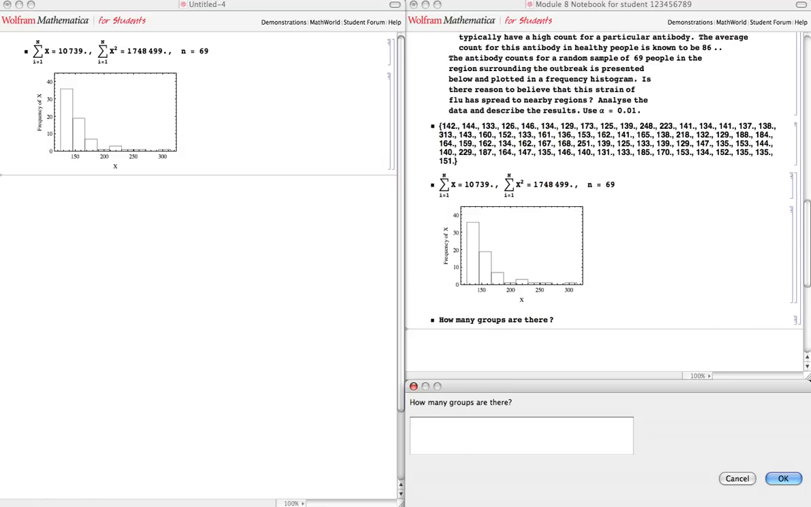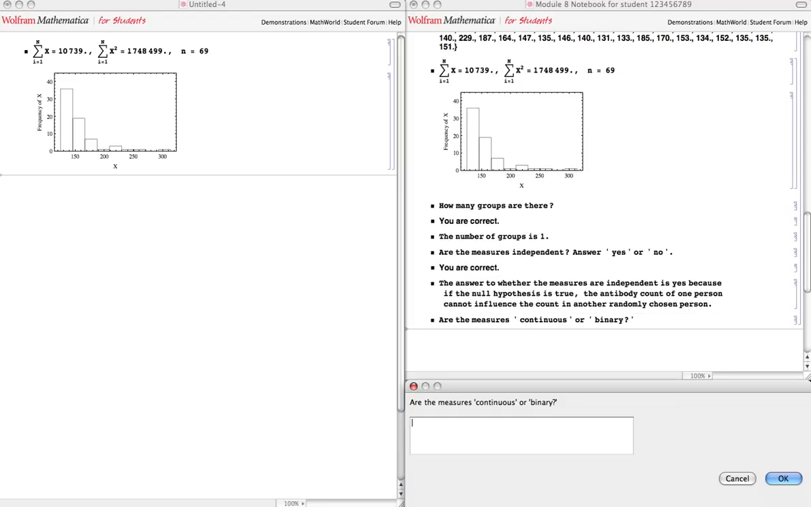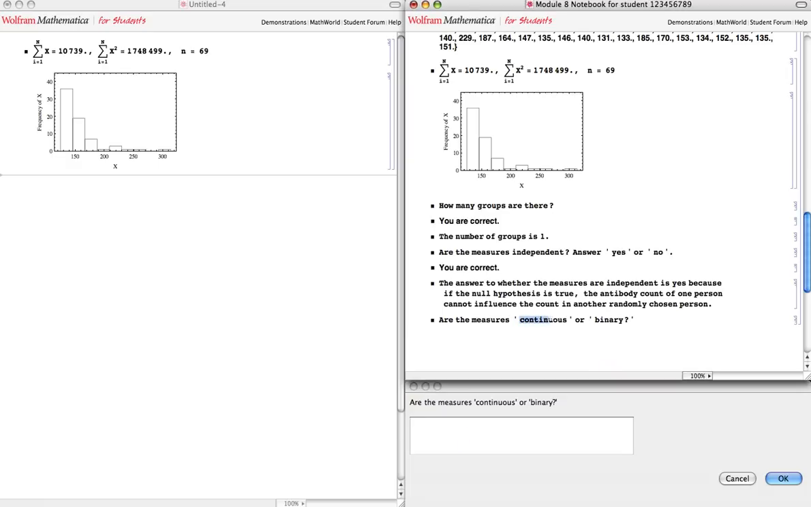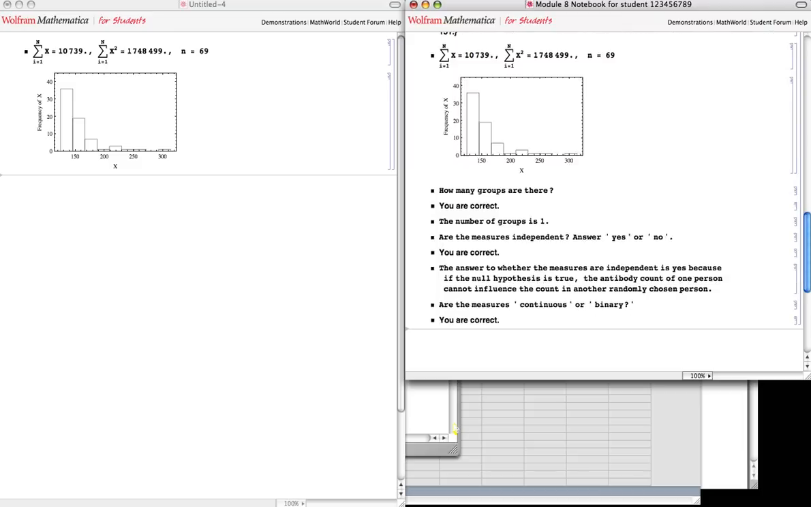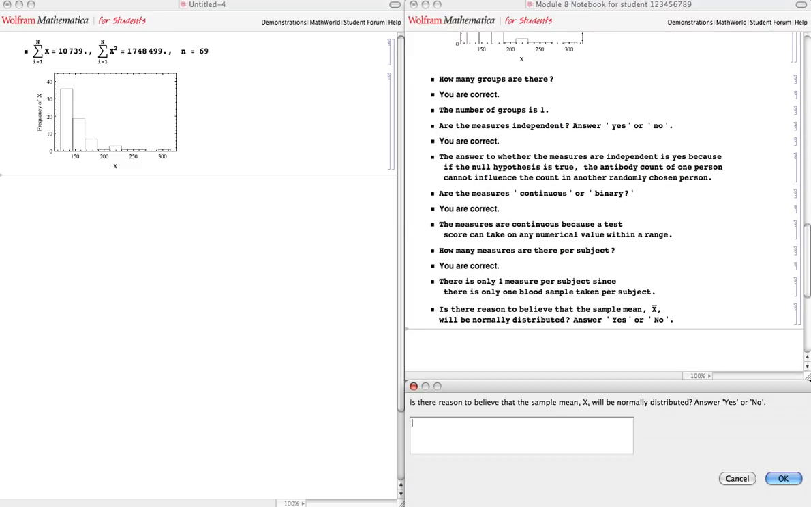How many groups are there? In this case, there's a single group. The measures are independent. They are continuous because they're counting antibodies. There's a single measurement per subject.